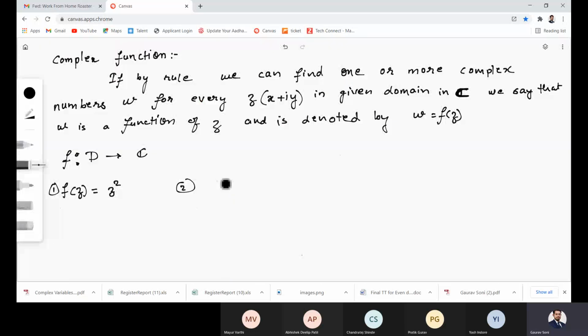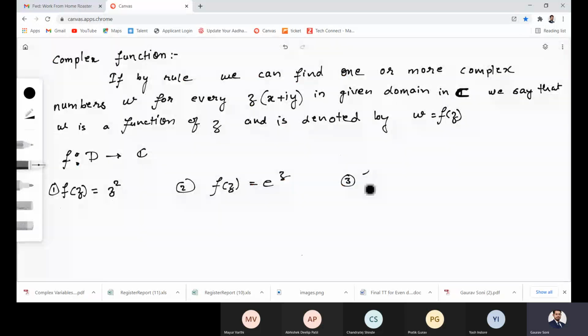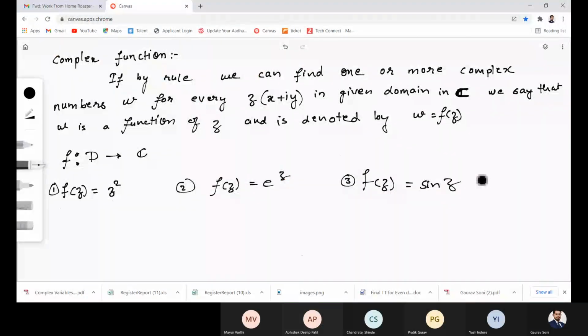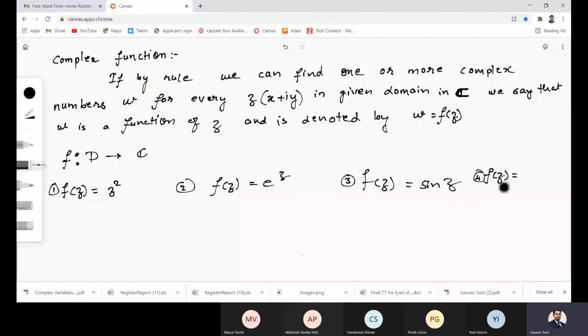Second example, I can also define f of z is equal to e raised to z. Third, I can define f of z is equal to sine z. Fourth one, I can define f of z is equal to z into z bar, or mod of z square. Let's take mod of z square.